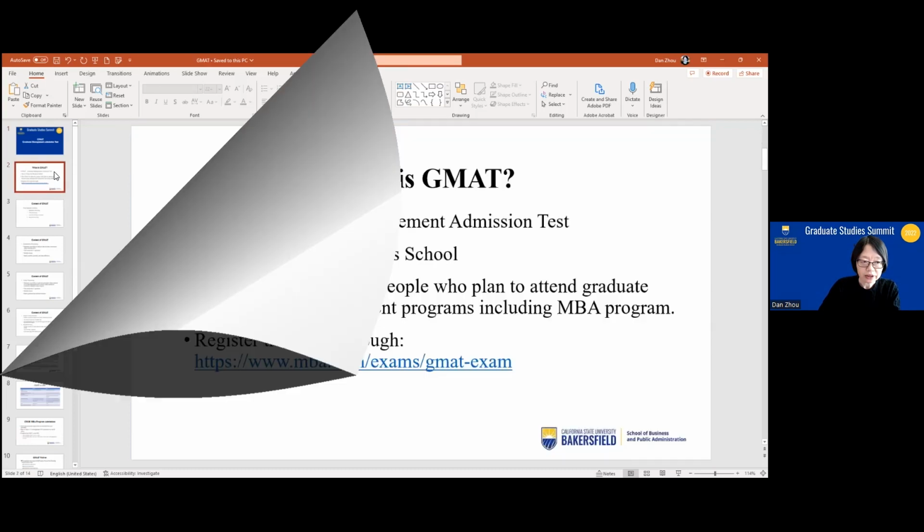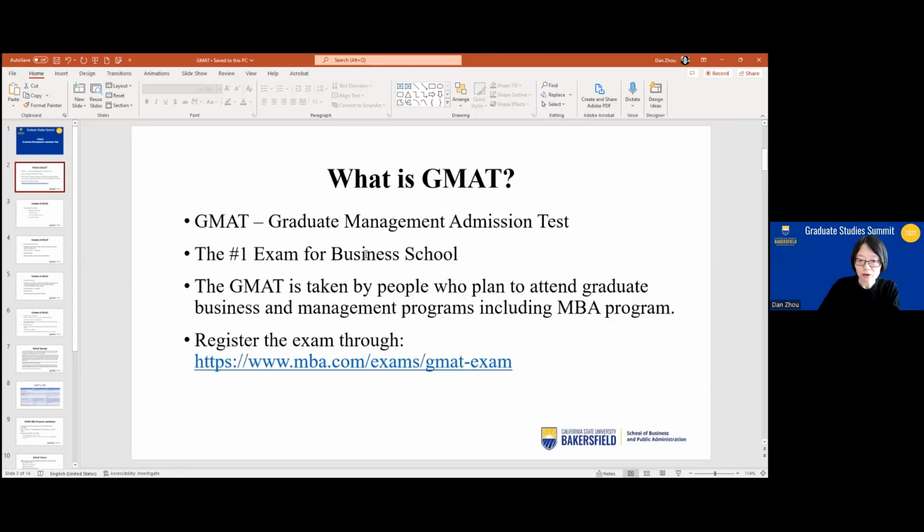What is the GMAT? The official name of the GMAT is the Graduate Management Admission Test. This is the number one exam for business school, especially for graduate business and management programs. Most of the programs require the GMAT exam, including the MBA program. Our MBA program at CSUB will also require the GMAT exam. You can find detailed information about this exam, and register for the exam, through this website.